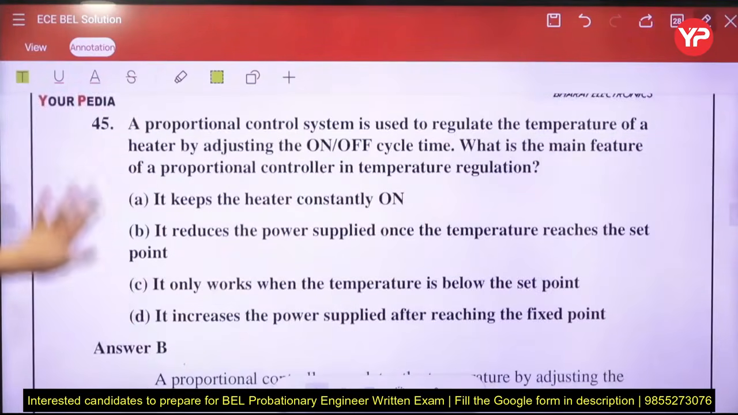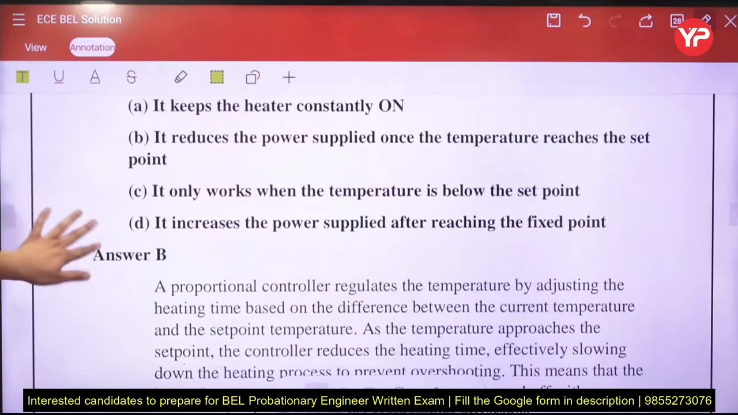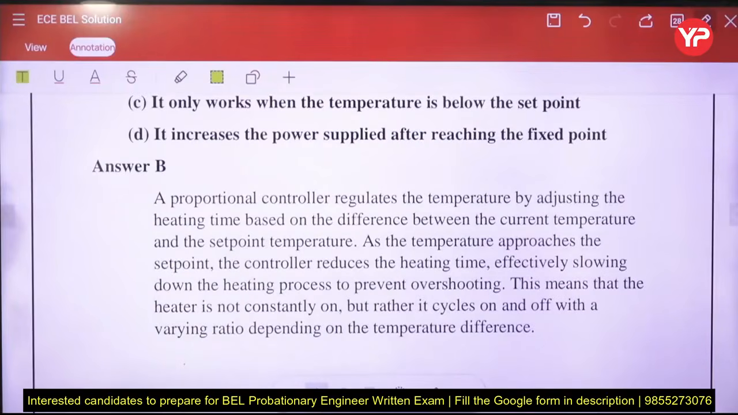A proportional control system is used to regulate the temperature of a heater by adjusting the on-off cycle time. What is the main feature of a proportional controller in temperature regulation? Okay, so whenever we are talking about a proportional controller to regulate the temperature, it adjusts the heating time based on the difference between the current temperature and the set temperature.